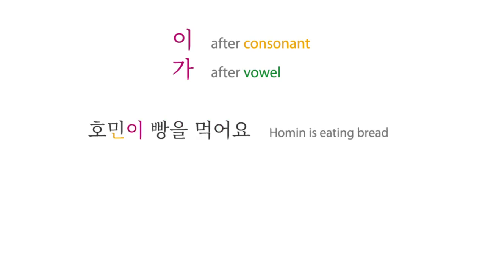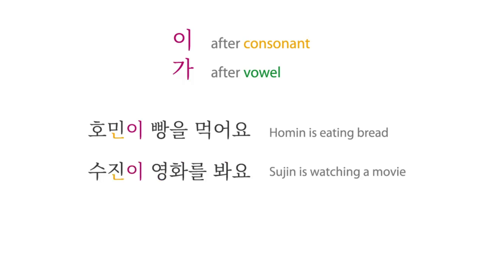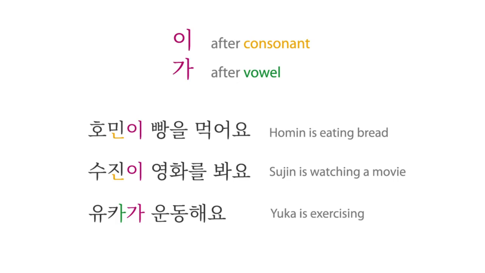Subject marker particle. The subject is a person or thing doing something. The subject particle is put after the subject of a sentence. 이 is used after a consonant, and 가 is used after a vowel. 호민이 빵을 먹어요. 수지가 영화를 봐요. 유하가 운동해요.